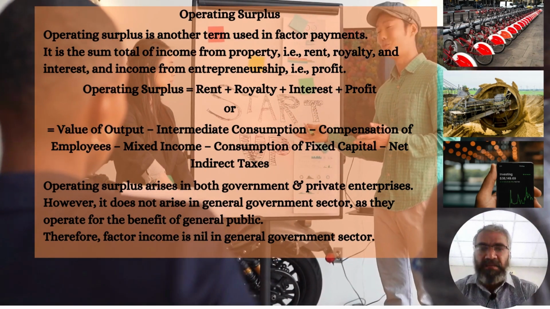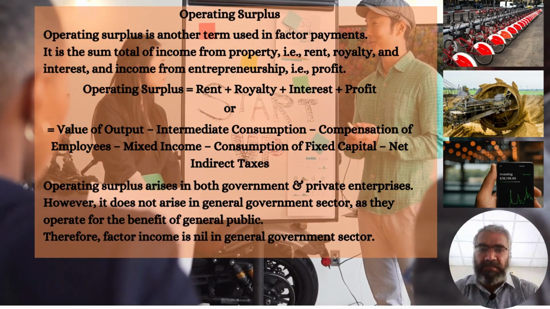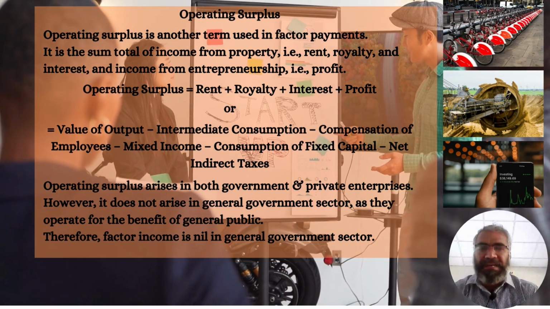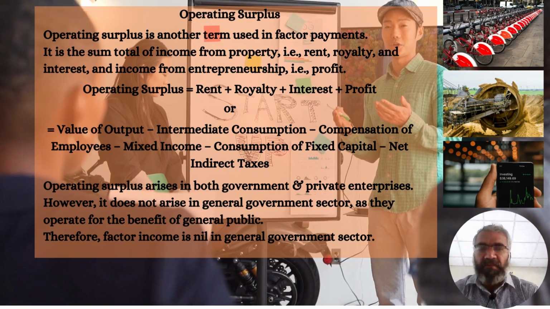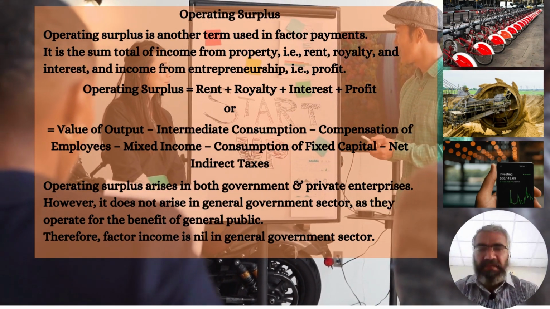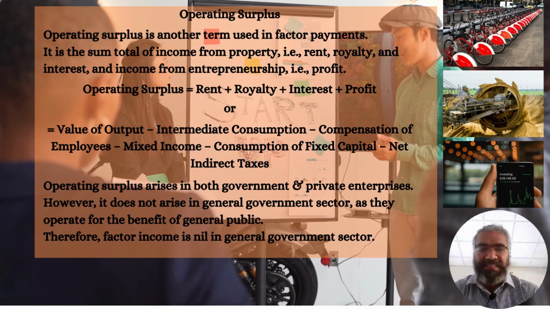Operating surplus arises in both government and private enterprises. However, it does not arise in the general government sector as they operate for the benefit of the general public. Therefore, factor income is nil in the general government sector.